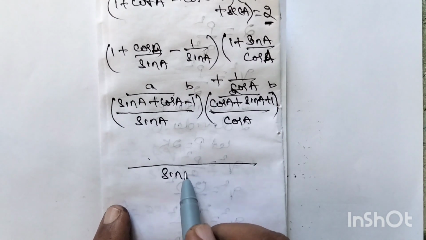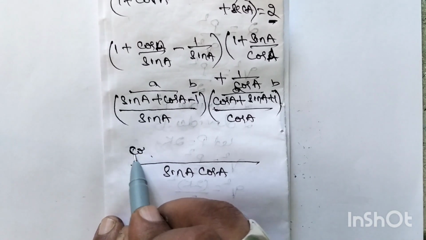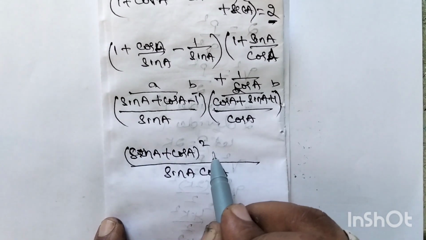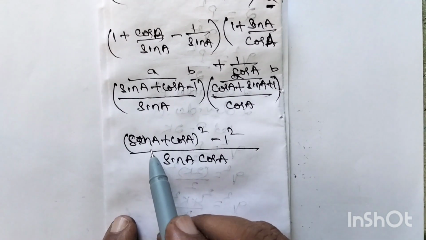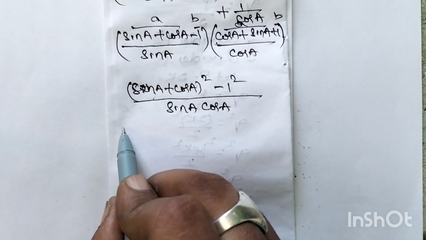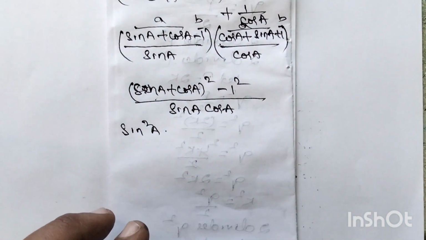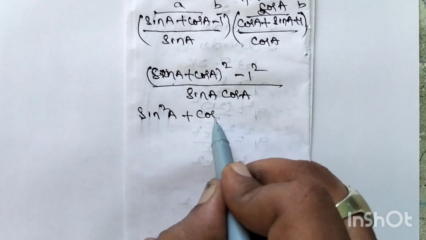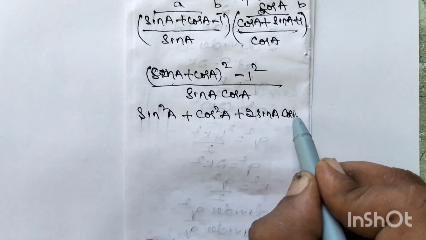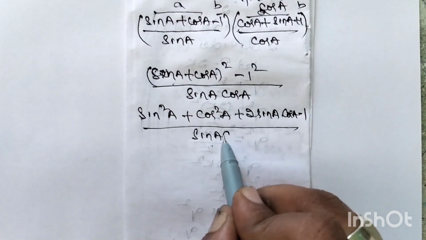So sin A into cos A is the denominator. This is (a plus b) into (a minus b), that is, sin A plus cos A whole square minus 1 square. This is a square, this is b square. So sin A plus cos A whole square is in the form of (a plus b) whole square. So a square is sin square A plus b square is cos square A plus 2 sin A into cos A, minus 1 square is 1, divided by sin A cos A.